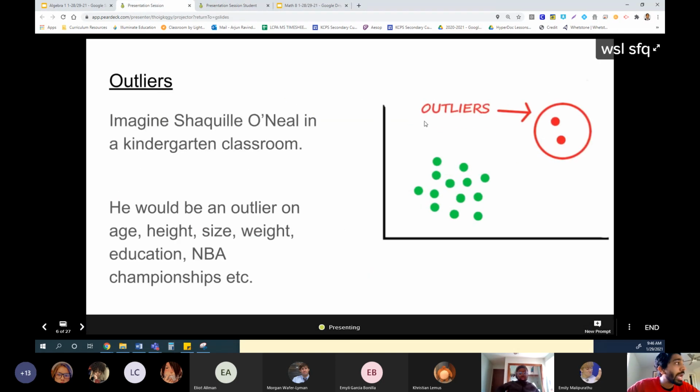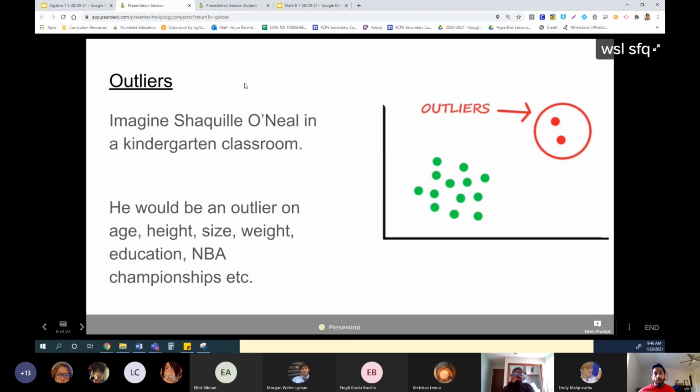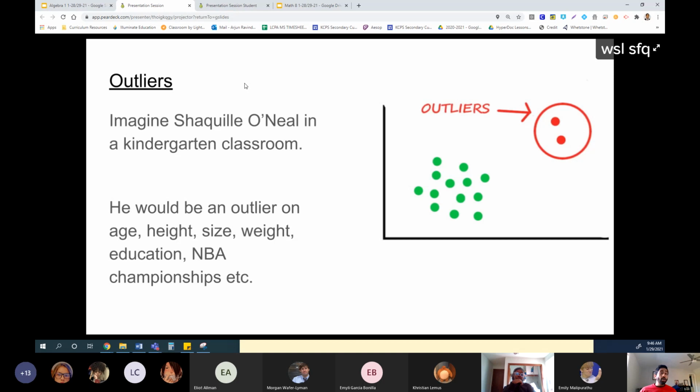outliers. So many of us already know what an outlier is, but imagine for a moment Shaquille O'Neal, famous basketball player, all-star, NBA champion, huge human being. He's enormous. He's 7'2". He's probably 330 pounds. He's a big guy, big human being. Imagine if he was in a kindergarten classroom. Does he fit? Why not? Why doesn't he fit? What makes him an outlier? There's so many reasons. Because he's much taller than everyone else in the room. Sure, that's one reason.